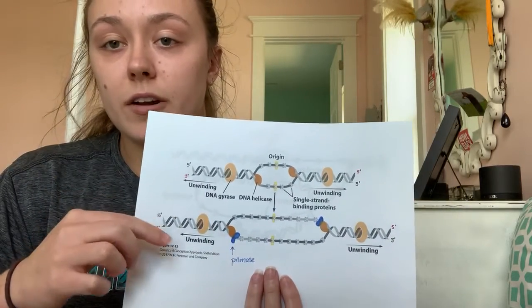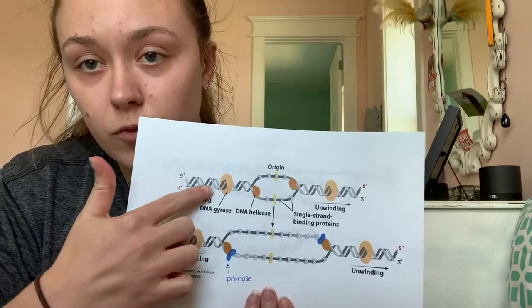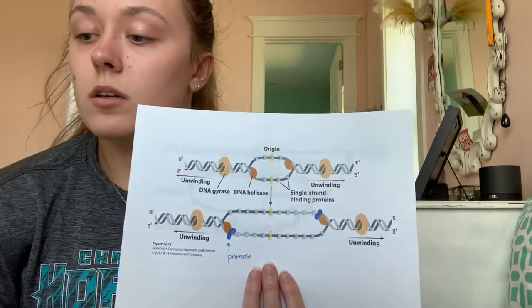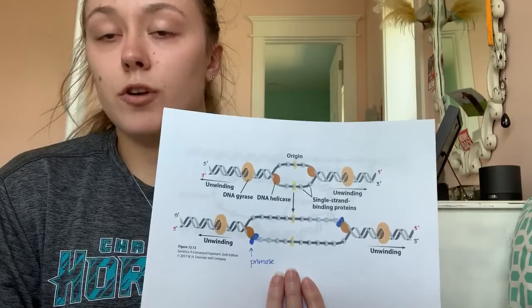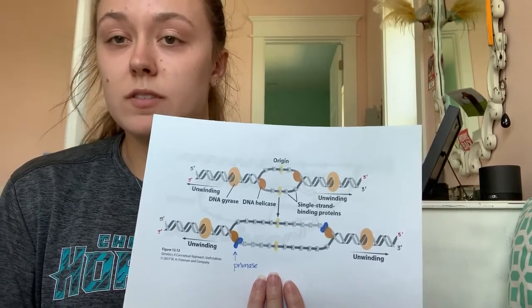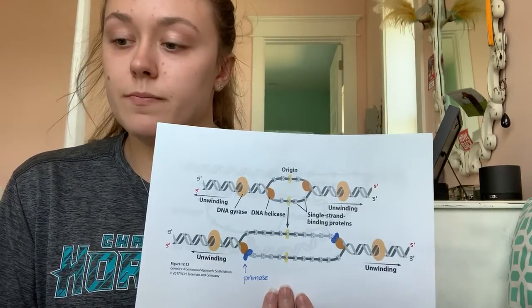Next is the DNA gyrase, right here. It binds to the double helix in front of the replication fork in order to relieve tension from the unwinding.